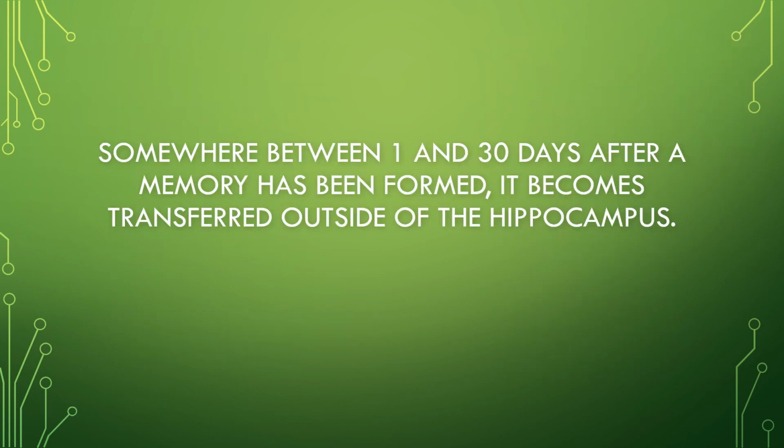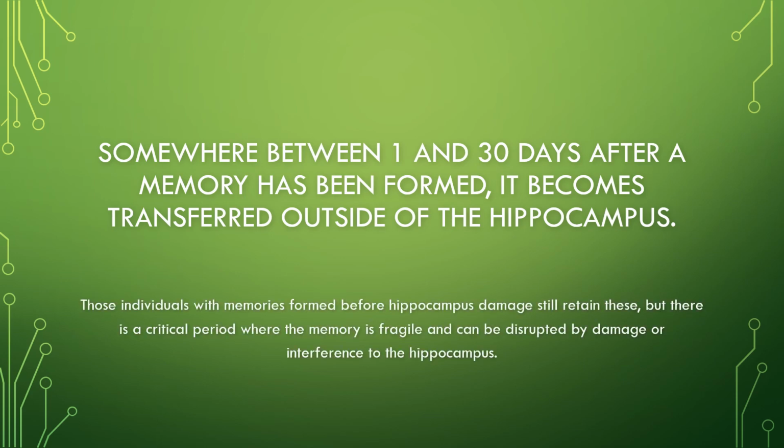So what we now know is that somewhere between 1 and 30 days after a memory has been formed, it transfers outside the hippocampus. And during that 1 to 30-day period, the hippocampus is doing something like a replay of these memories. This is really important for taking those short-term memories and converting them into long-term memories. And so people like patient HM and RB aren't able to do this because they don't have that sort of medium-term memory that's happening there.